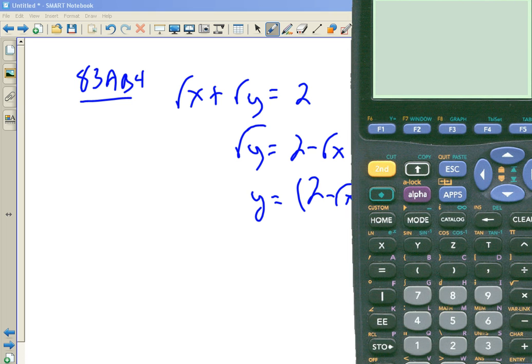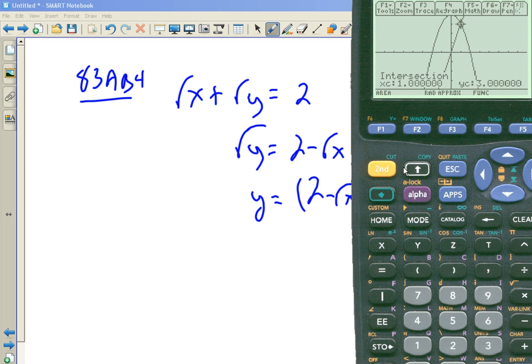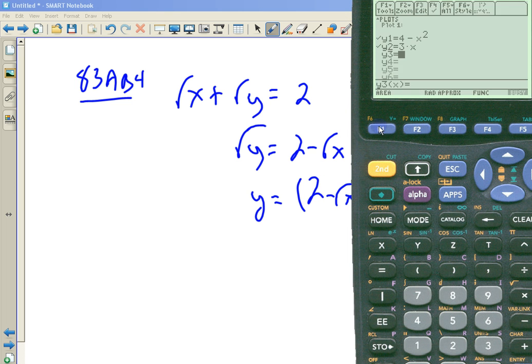Let's graph that just for fun, to see if it matches the graph they gave us. Go into y equals, I'm going to clear this out. And enter quantity 2 minus rad x. Where's the rad? There it is. Close the rad, close the quantity, squared, right? Enter it. And how about a zoom 4?